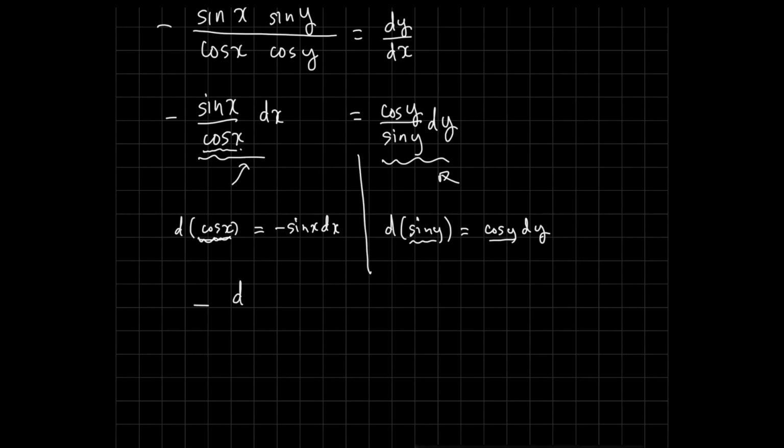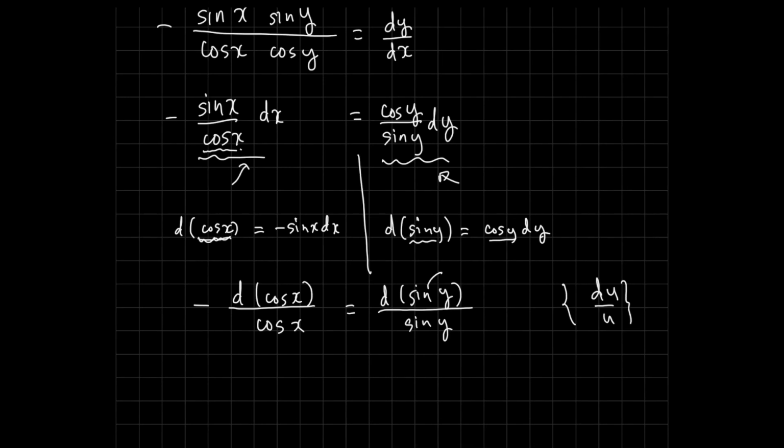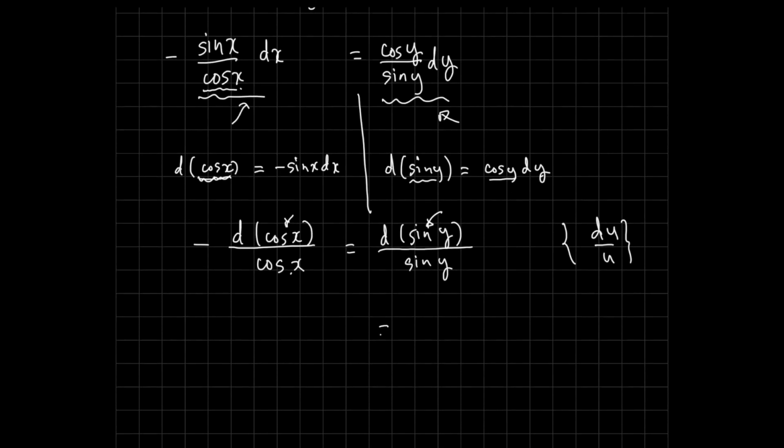We can write minus d. Here we have cosine of x. And here we have cosine of x. And on this side, we have d sine of y. And here we have sine of y. Look at that, that's actually in the form du over u, right? And here's our u here, here's our u. And we know the integral of that. That is just c minus ln of cosine x.